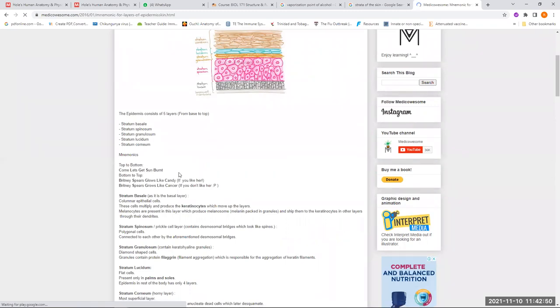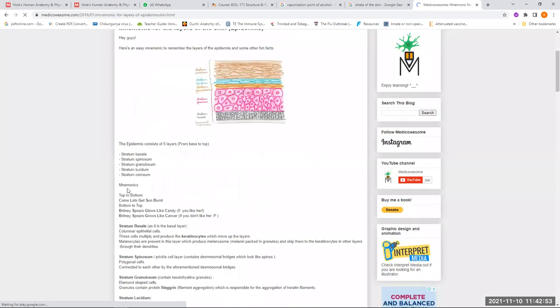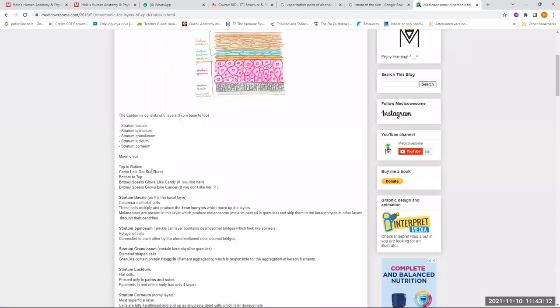Come, let's get sunburnt. Right, from the top to the bottom. Come, let's get sunburnt. So that would be the corneum, lucidum, get will be granulosum, S, spinosum, and B, basale. I find that one sounds good. Come, let's get sunburnt. You know, fine? Anybody could think of one better with the letters B, S, G, L, C? Could you think of a better one?